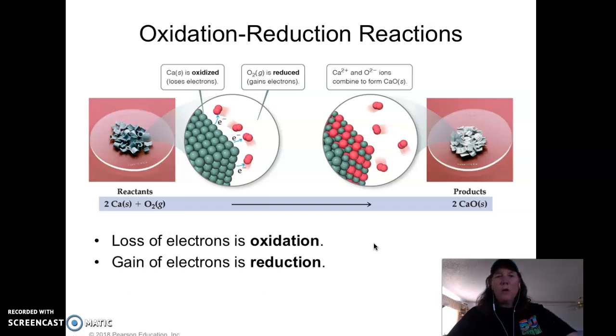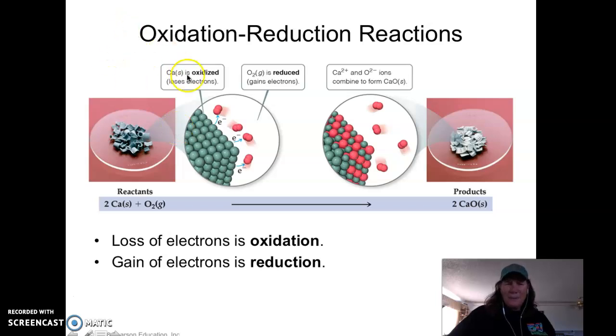Okay, so what I would do then is I look. Calcium goes from 0 to +2. So if it goes from 0 to +2, the only way it can become +2 is to lose electrons. So it lost electrons, so it's oxidized. Okay, oxygen goes from 0 to -2. Well, the only way it can go to -2 is to gain 2 electrons, to gain 2 negative charges. So oxygen is reduced. See what I was saying about don't think oxygen's the one that's oxidized?